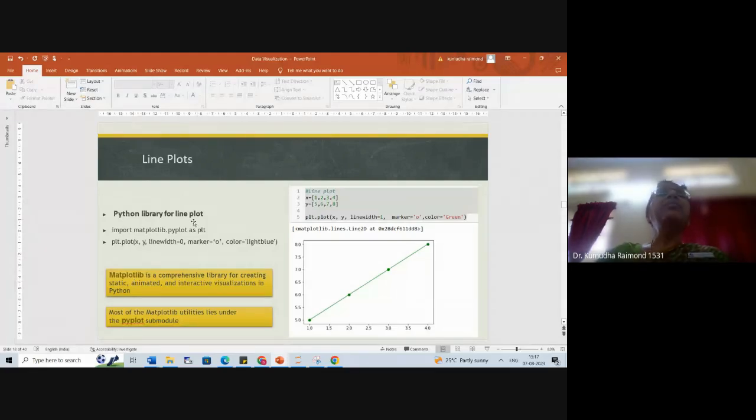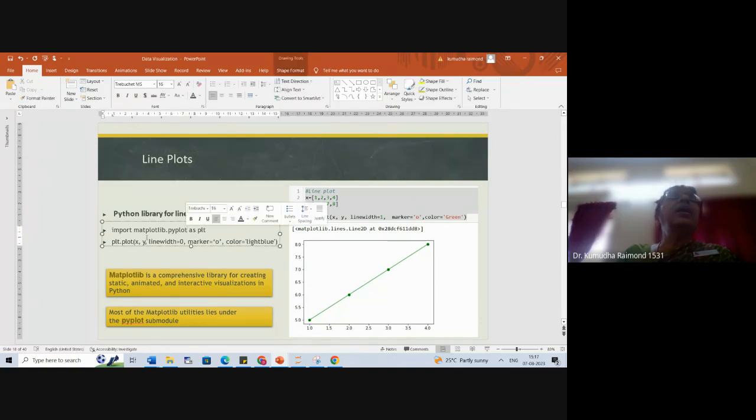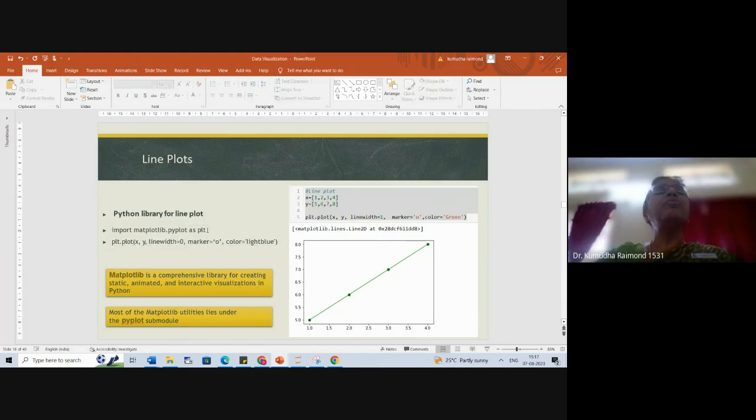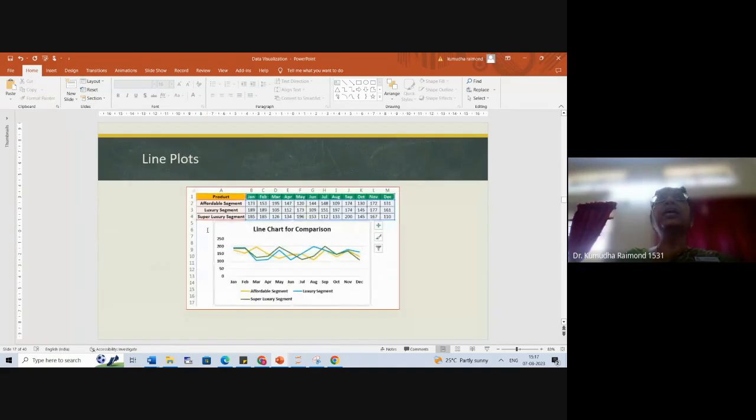So that's why we need import matplotlib.pyplot as plt. plt is the alias name of this particular pyplot. So if I want to draw a line plot, I can say plt.plot. Why plt? Because of the import statement. So plt.plot. What do I want to plot? I want to plot x and y values. I have x and y values.